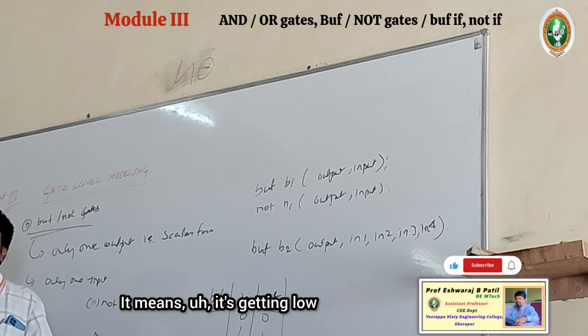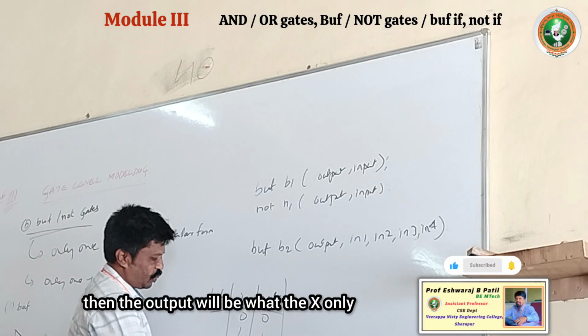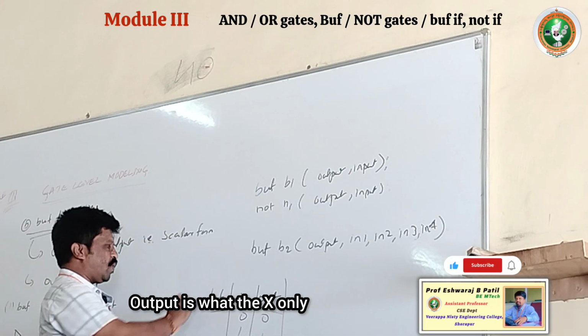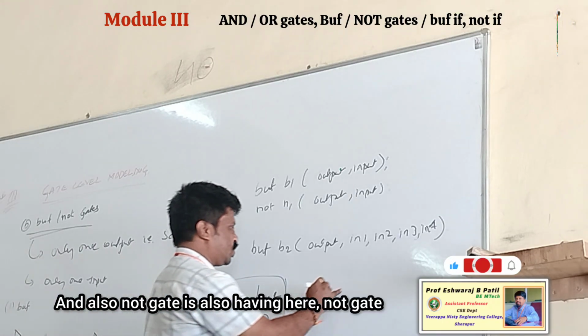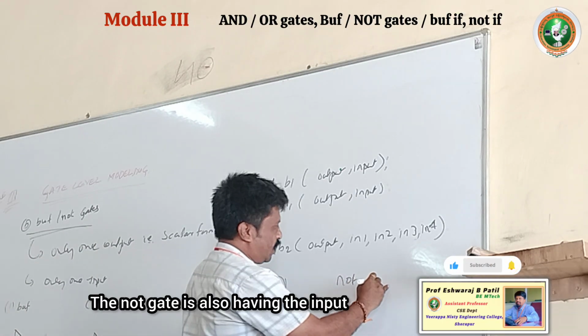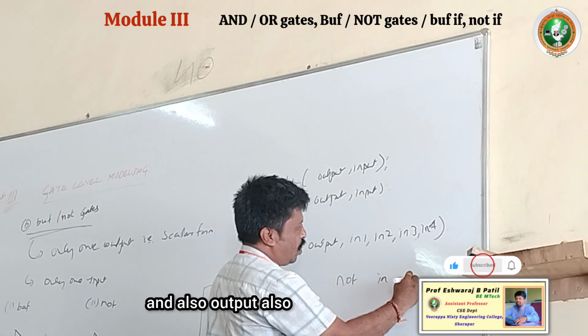It means it's getting low, then the output will be what, the x only. Output is what, the x only. This is the buffer truth table. And the NOT gate is also here. The NOT gate also has an input and an output.